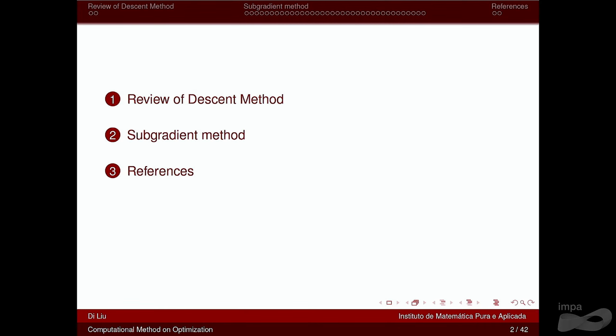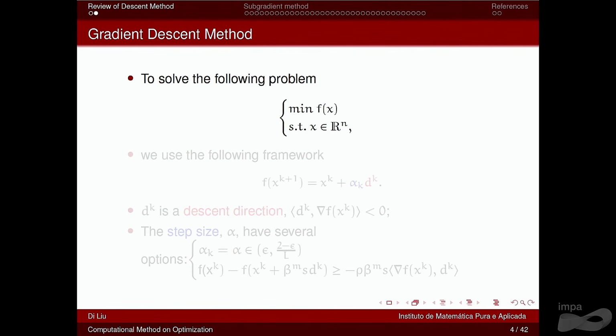A classical method for solving these unconstrained problems, because your variable x belongs to the whole space, we can use the following framework, okay? To get the next point, x_{k+1}, you have the initial point, the step size and the direction, okay?